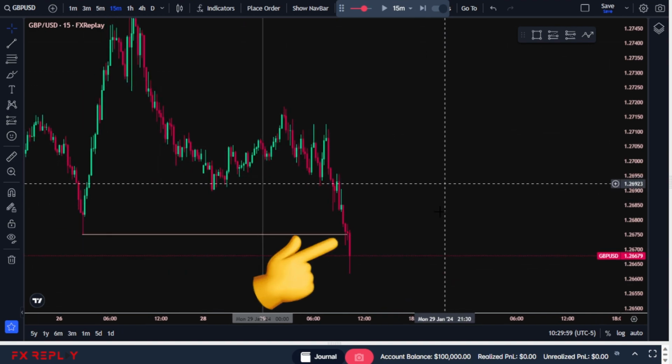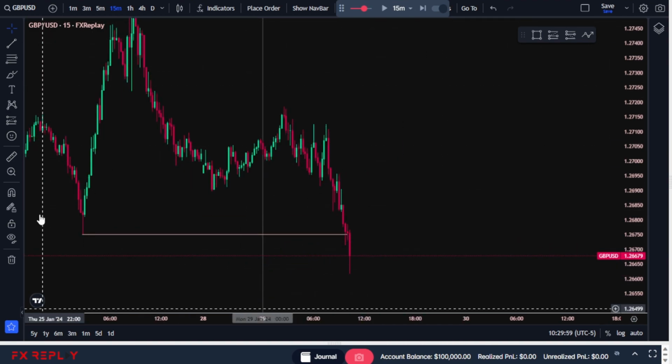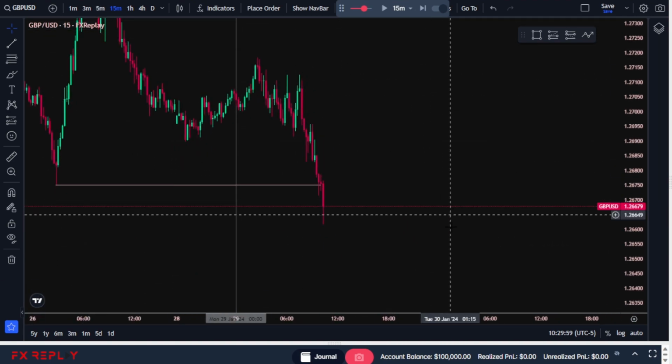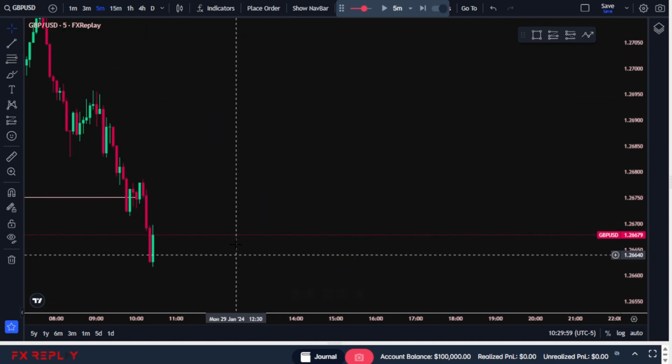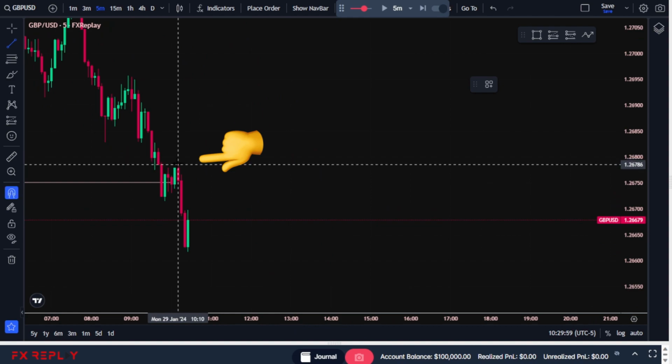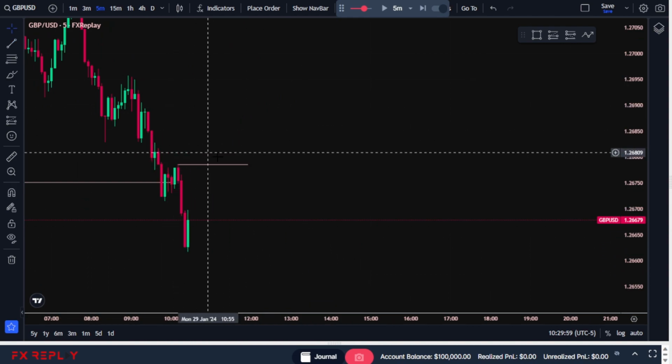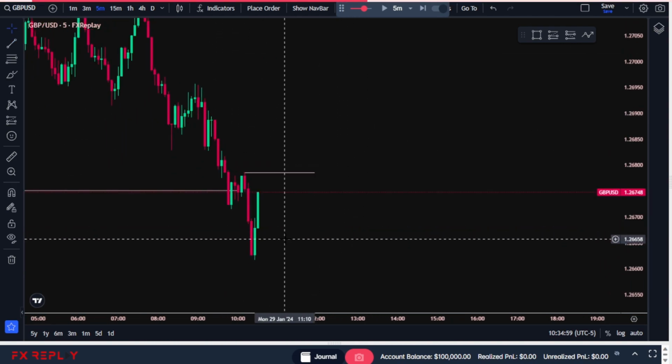As we can see right here, we have taken out the Friday's low. Now I will be dropping down to a 5-minute time frame and will be patiently waiting for market structure shift when price closes above this recent swing high. The price must close above the swing points, not just a wick through it.